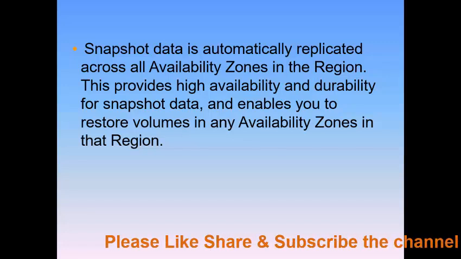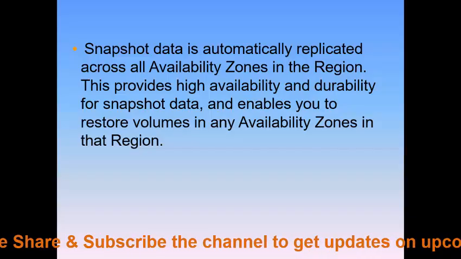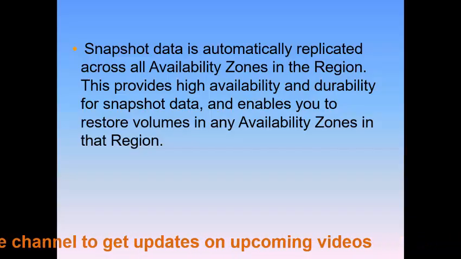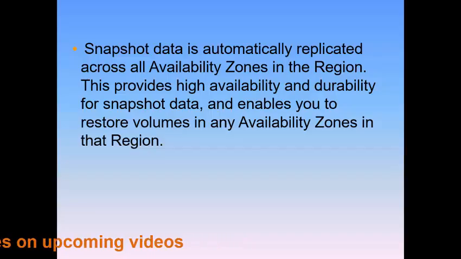Clear? Very basic difference. EBS is availability zone specific, but a snapshot is region specific. You can create a new volume with the help of that snapshot in any availability zone within that region.